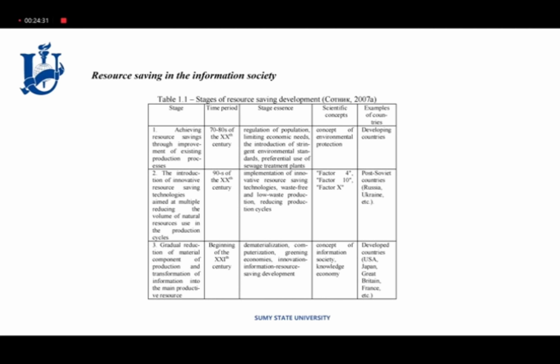The second stage of resource conservation, which was marked by the rapid development of STP in the 90s of the 20th century, led to the appearance of new concepts in which the leading role in balancing social economic needs and environmental constraints was assigned to innovative resource saving, low waste technologies that significantly reduced the volume of natural resources involved in the production process and the volume of generated waste.